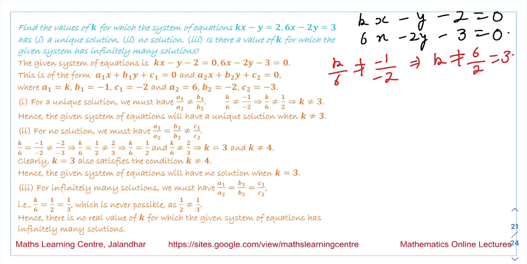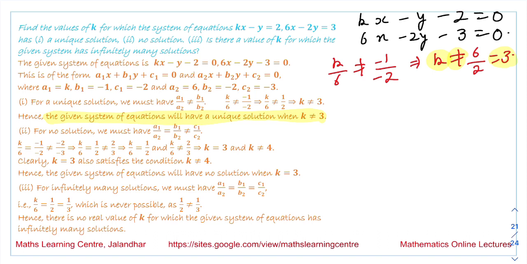So for the first case, the given system of equations will have a unique solution when k is not equal to 3. We are saying k is not equal to 3.